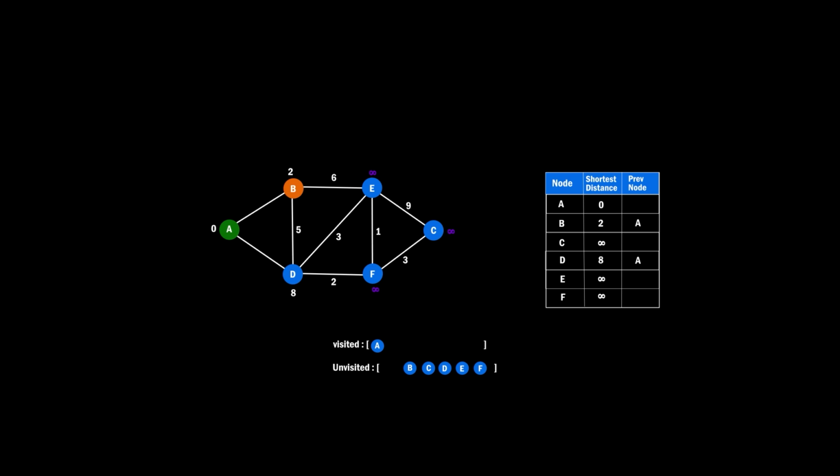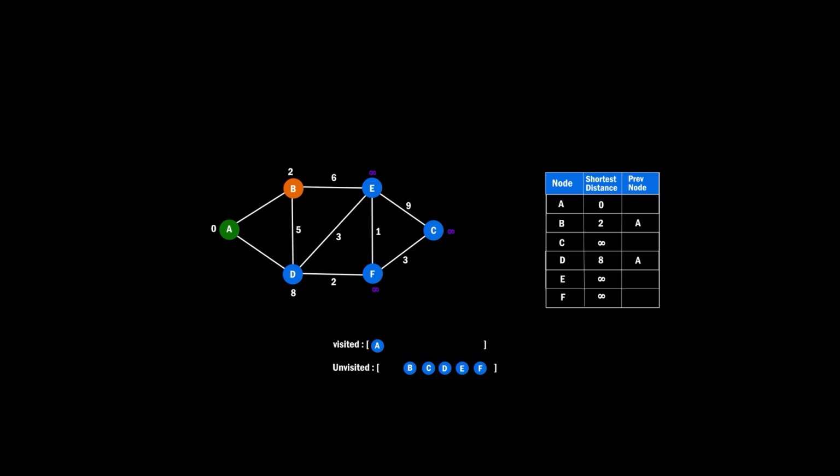So when you look at our table, we have A with a distance of 0, but A is already visited. We have B as an unvisited node with a distance of 2, and we have D with a distance of 8. All the other nodes have distance infinity. So B has the current shortest distance of all unvisited nodes. This means that B becomes our current node.